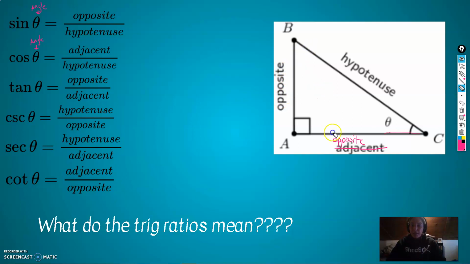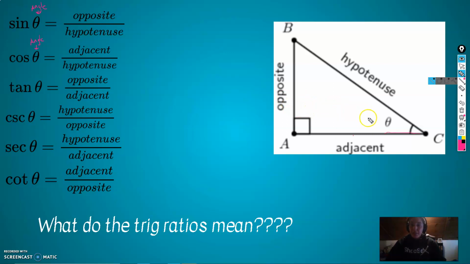So let me erase this, and let's get a little bit more into it. Let me give some examples. Again, we input angles and we output ratios of sides. This is all very unique to right triangles. If we don't have a right triangle, all of this goes up in smoke. None of this means anything.